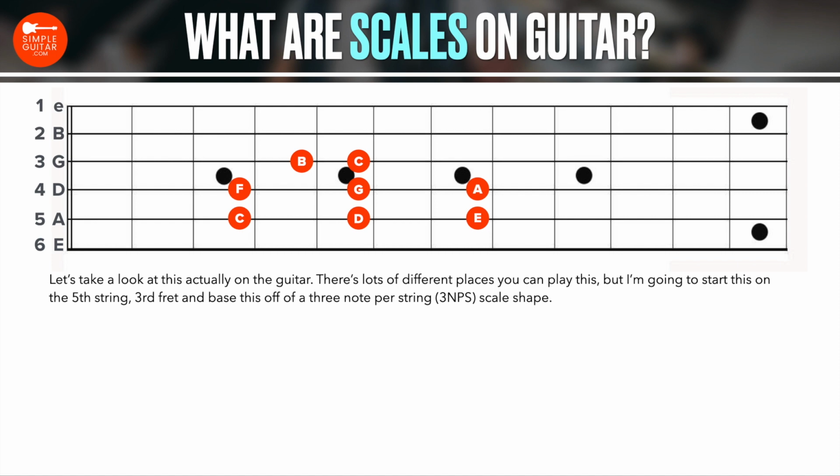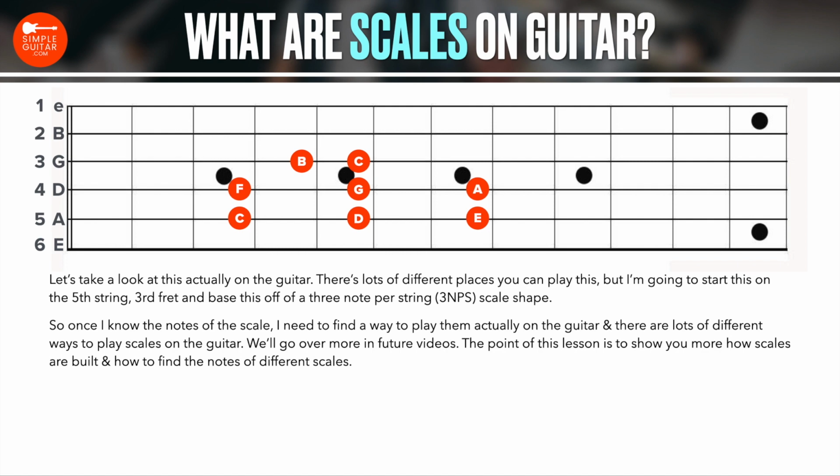Pretty cool, right? So once I know the notes of the scale, I need to find a way to play them actually on the guitar. And there are lots of different ways to play scales on the guitar, and we'll go over more of those in future videos. But the point of this lesson is to show you more how scales are built and how to find the notes of different scales. So we will go a little bit more in depth in playing the C major scale or the major scale and doing it different ways and playing it on more strings and in different places as well. But let's go back to this.